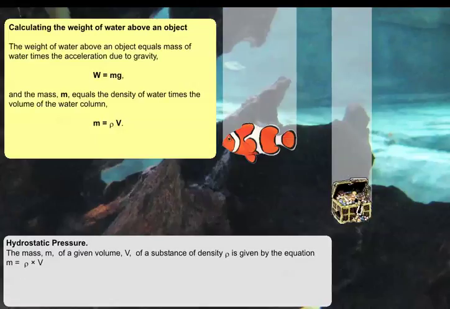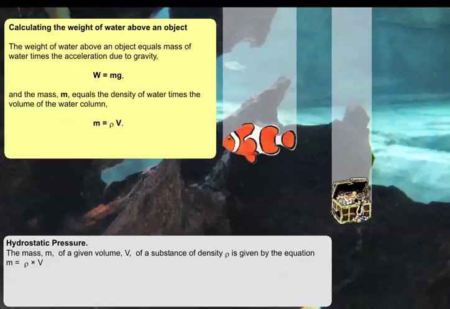Now the mass of a given volume of a substance is equal to the volume of the substance multiplied by its density, and the weight of any substance is its mass times the acceleration due to gravity, represented by g. So in order to work out the weight pressing on each of the objects you see on screen, we need first of all to find out the volume and the density of the column of water which lies above them.